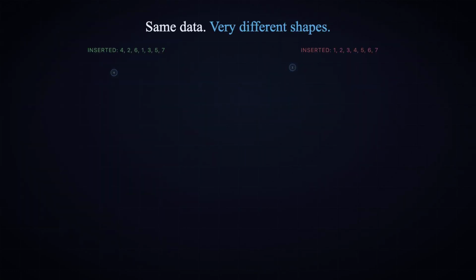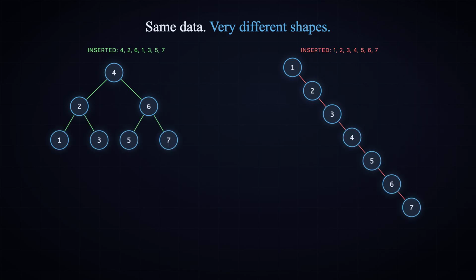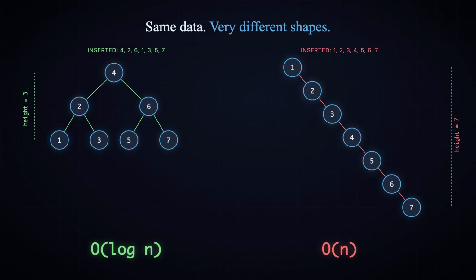Both of these trees hold the exact same numbers, but one is short and wide with height log n. The other is a tall, sad line with height n. Self-balancing trees automatically rearrange themselves after every insert and delete, guaranteeing the height stays close to log n. Today we'll meet the two most famous, AVL trees and red-black trees.